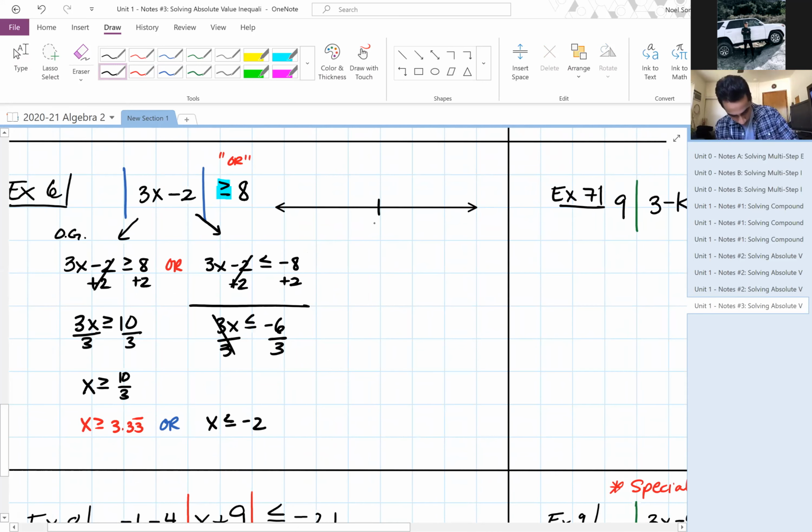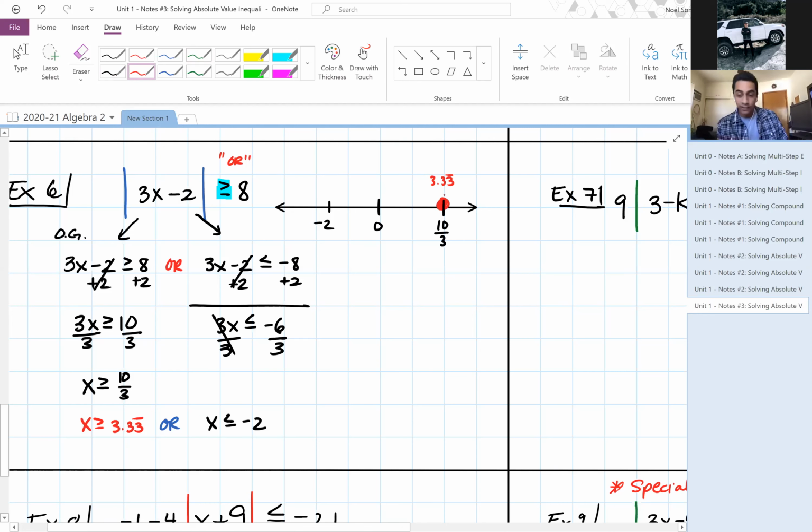All right, so here's 0. We'll call this negative 2. We'll call this 10 over 3, okay? Since this is the same thing as 3.33, okay? So at 3.33, 3 1/3, you're gonna have a closed circle.